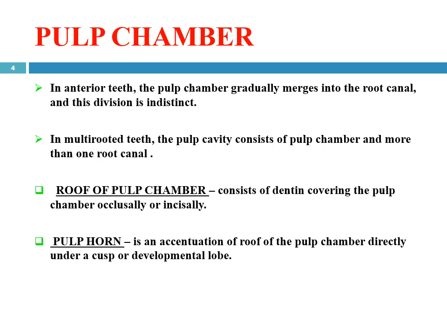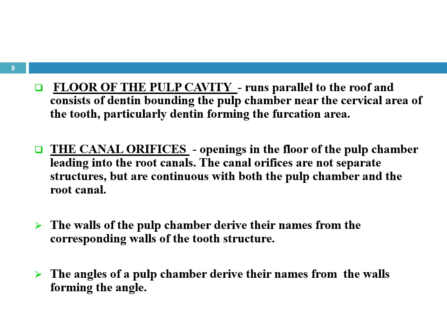The pulp horn is nothing but the accentuation of the roof of the pulp chamber under a cusp or a developmental lobe. Coming to the floor, it is a parallel surface consisting of dentin, and it bounds the pulp chamber near the cervical region, and it is particularly the dentin which forms the furcation area. The canal orifice is nothing but the opening in the floor of the pulp chamber which leads into the root canal.